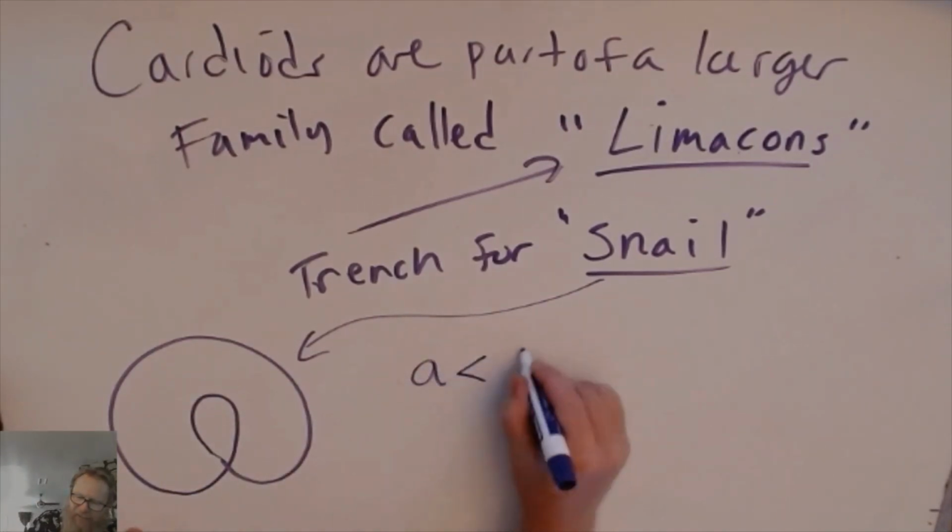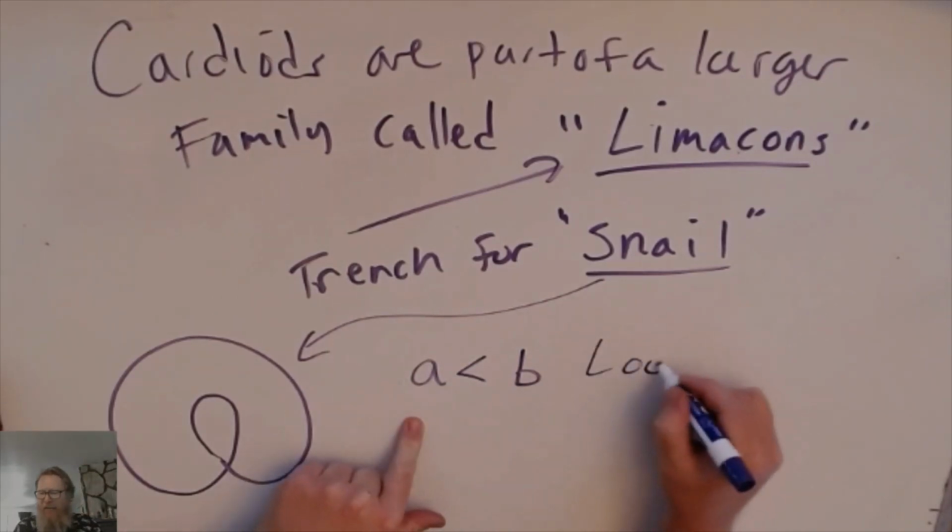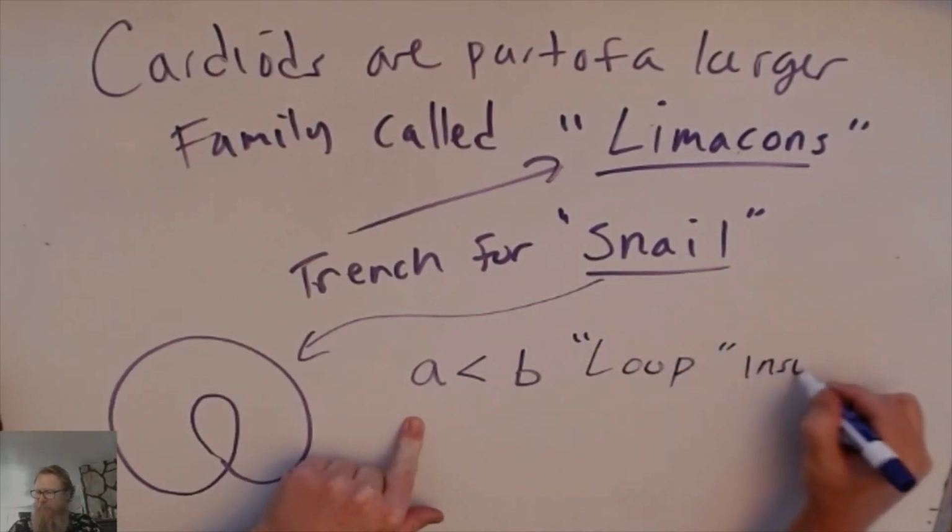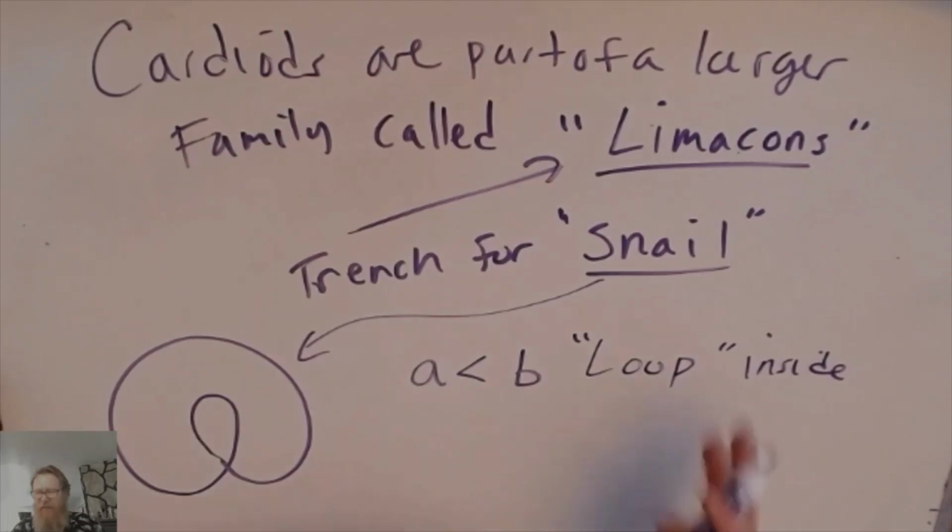If A is less than B, then you get a loop. The same formula that we just talked about, the A, B, cosine theta, sine theta.